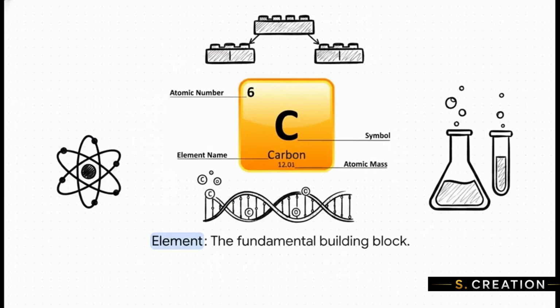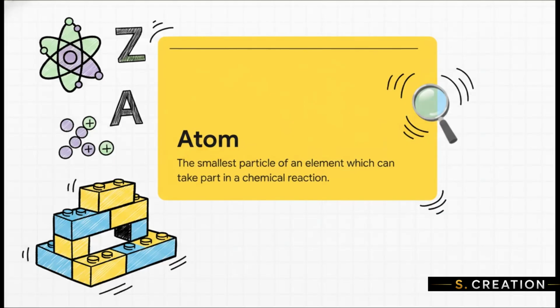So our most basic Lego block is the element, like carbon, for example. An element is a substance made of only one kind of atom. It's the foundational piece that just cannot be broken down any further by chemical reactions. Whether it's the carbon in your DNA or the oxygen we breathe, elements are the pure, unsplittable starting materials of everything.